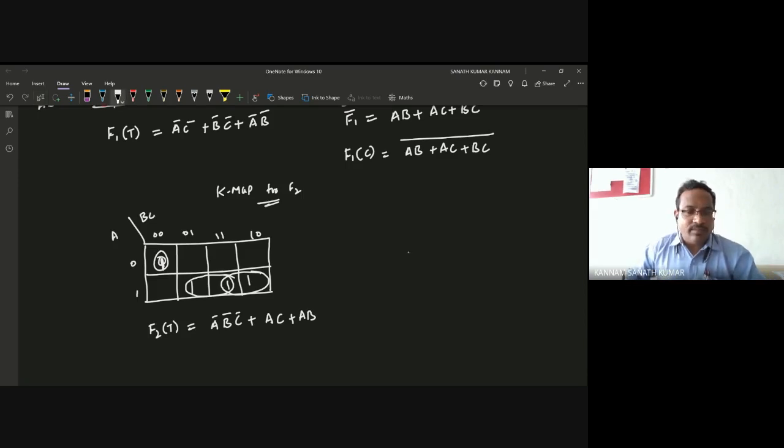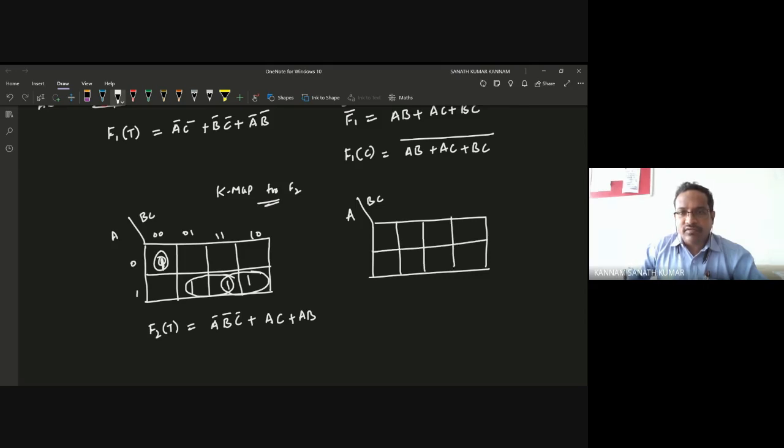And next for the complemented form, you need to pair the zeros. So this is A and this is BC. 0 1 0 0 0 1 1 0 1 1, okay? And other than this, you can write it here, zeros are there and here zeros are there, okay? This makes one pair and this makes one pair, okay? And this is single only, okay?